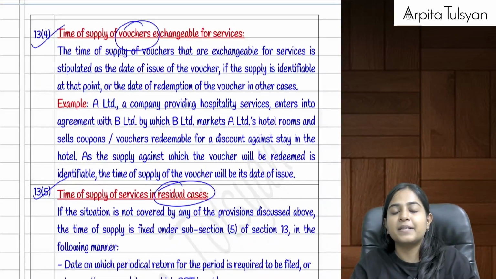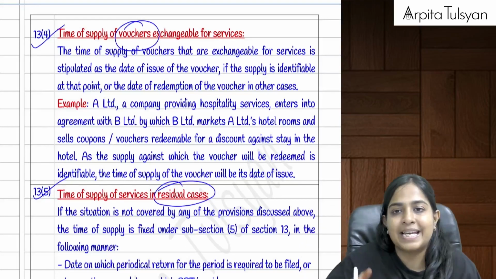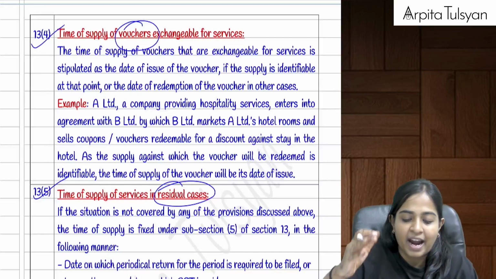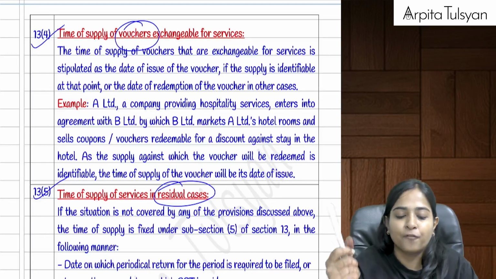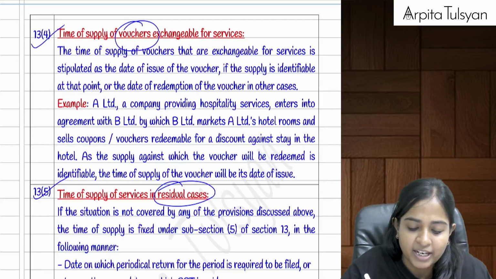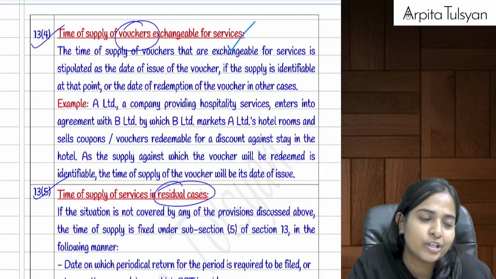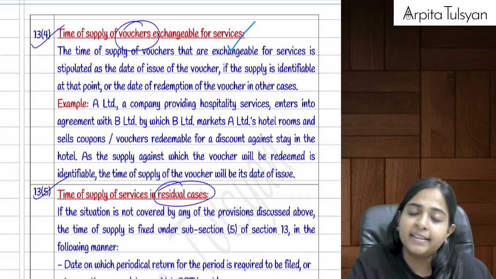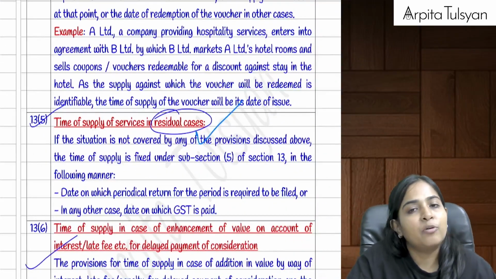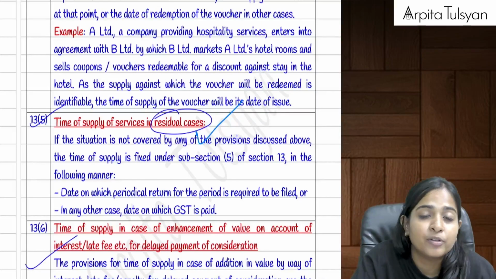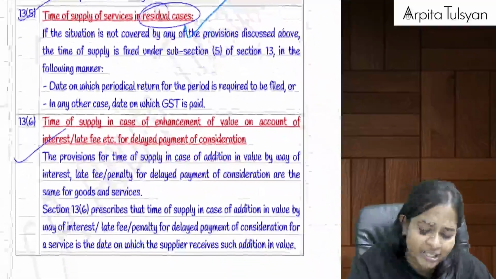Section 13, subsections 4, 5 and 6 are the same as section 12(4), 12(5) and 12(6), the previous ones that we had done. Section 13(4) talks about vouchers which are exchangeable for services. If the supply is identifiable, then the time of issue of invoice. If the supply is not identifiable, then the date of redemption of the voucher. In residual cases where you are not able to find the time of supply, then the due date of the periodical return. If that is also not known, then the date when the GST has been paid.